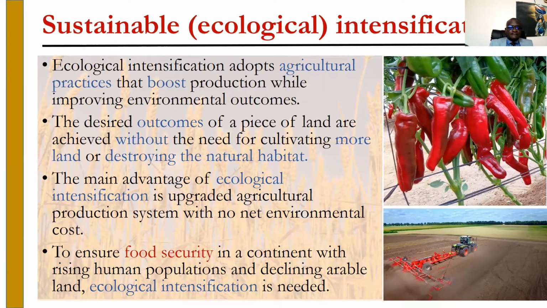So basically this practice adopts agricultural strategies that boost production while improving environmental outcomes. So simple things like selecting the right fertilizer for one's crop, or even using the right pesticide for the right pest, not necessarily the broad spectrum insecticides, for example, but targeting a specific pest with a specific product. That really helps. It's part of ecological intensification, as opposed to agricultural intensification, which is the opposite of the same.